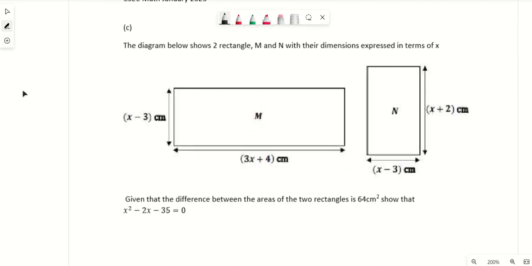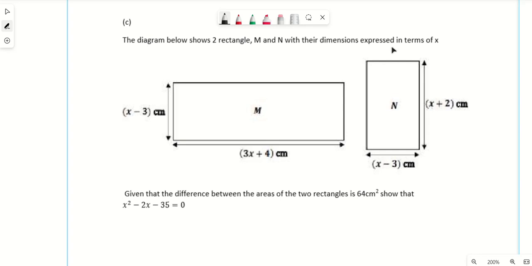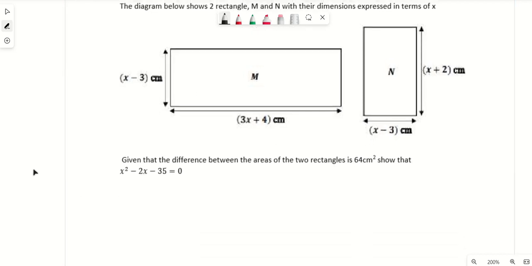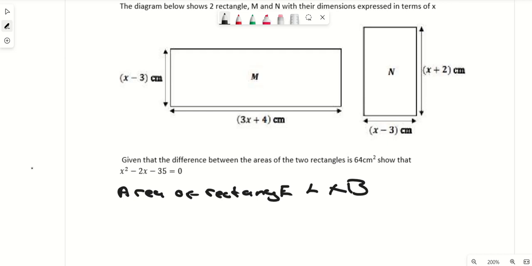Right, the diagram below shows two rectangles, M and N, with their dimensions in terms of x. Given that the difference between the areas of the two rectangles is 64, show that this. So we're going to look at the difference between the areas. Now, area of rectangle is length by breadth.